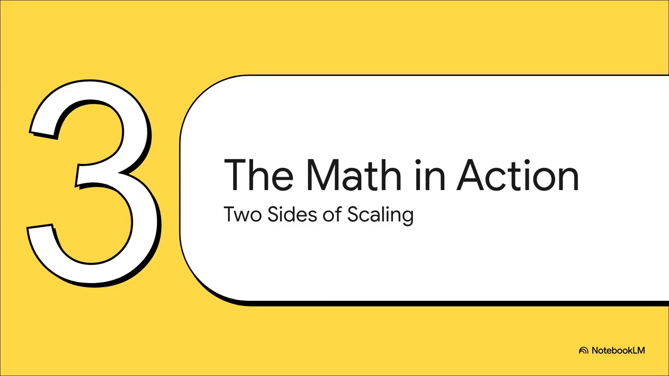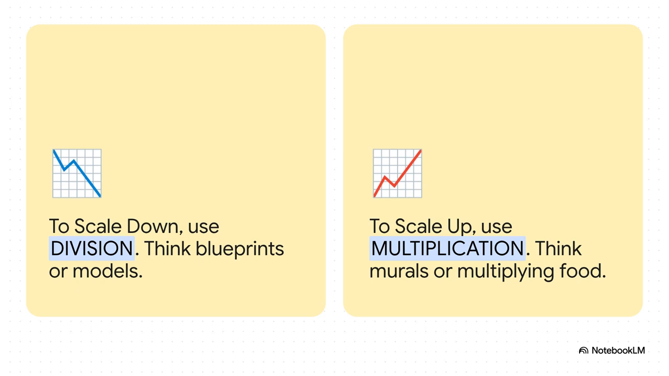All right, so we've looked at reduction and we've looked at enlargement. Let's really boil this down and look at the simple math that makes both of them tick. It's actually super simple, but really powerful. When you want to scale down, think blueprints or models, you use division. And when you want to scale up, like doubling that recipe, you use multiplication. At its heart, that's the rule right there. Division shrinks and multiplication grows.